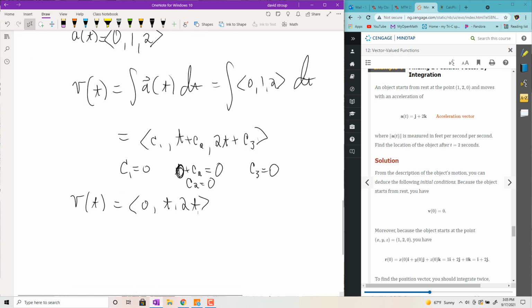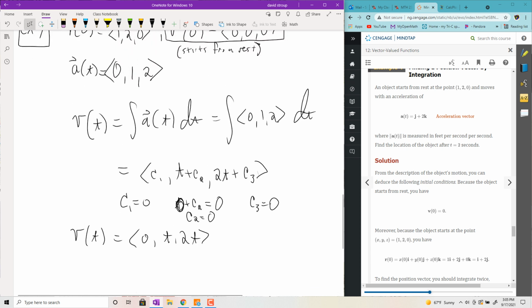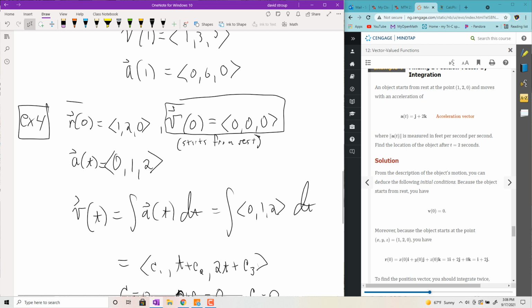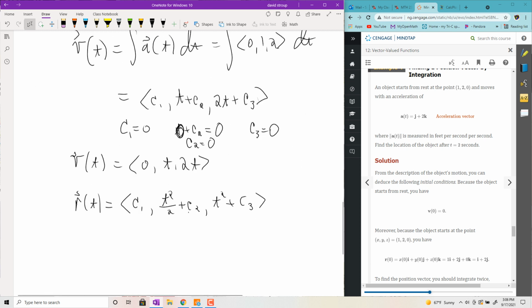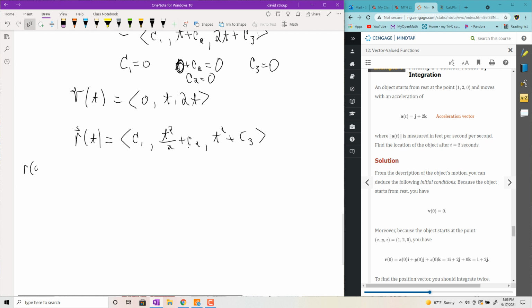Then to get the position vector, we can recover that by taking the integral of the velocity vector and then using the other initial condition given in the beginning. Okay, so I need to integrate each of these. The integral of 0 is just c1. The integral of t is t squared over 2 plus c2. Then the integral of 2t will just give you t squared plus c3. The other initial condition is right here. So I borrow that, 1, 2, 0. So r of 0 is 1, 2, 0.